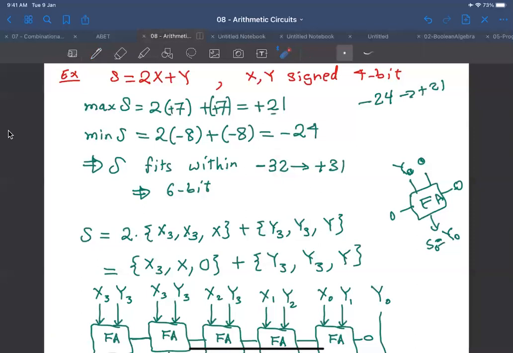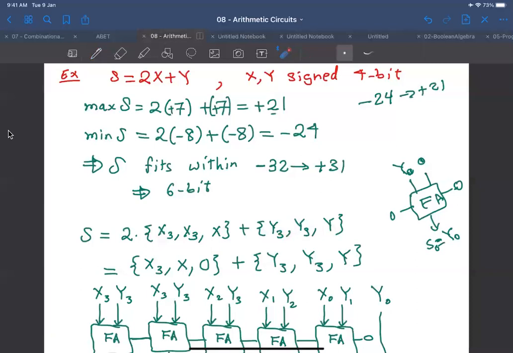So mathematically speaking, my S is going to be 2 times the concatenation of X3, X3, and X. So I'm sign extending X to 6 bits here. I need to replicate the sign bit 2 times. Why 6 bits? Because I need the output to be 6 bits in order to avoid the overflow, okay? So sign extending X to 6 bits here, and sign extending Y to 6 bits here.